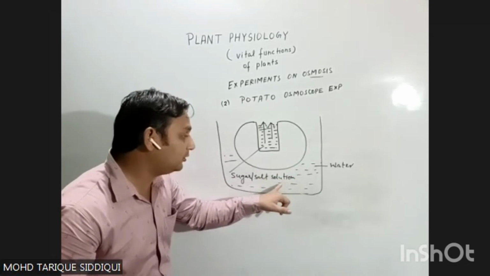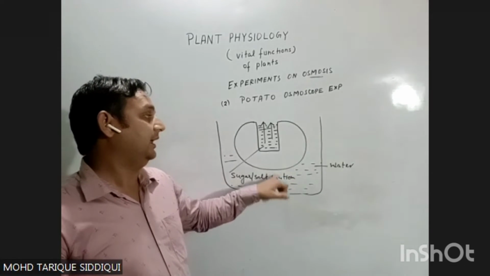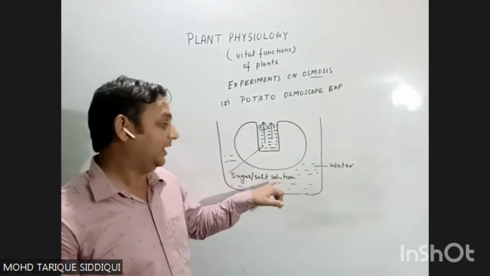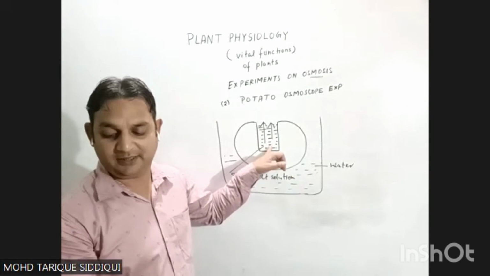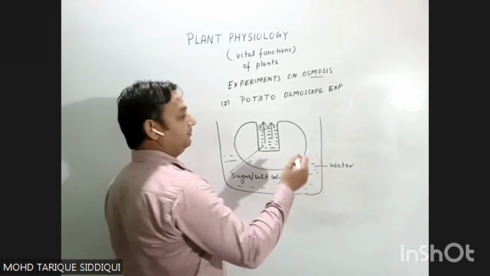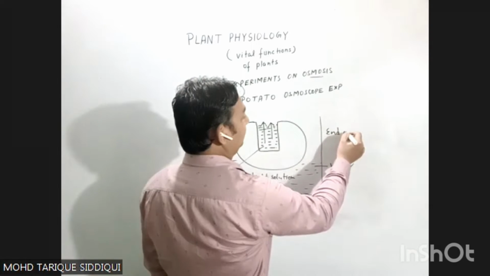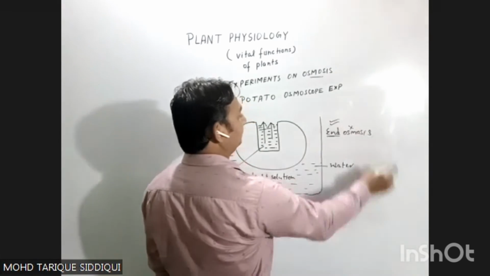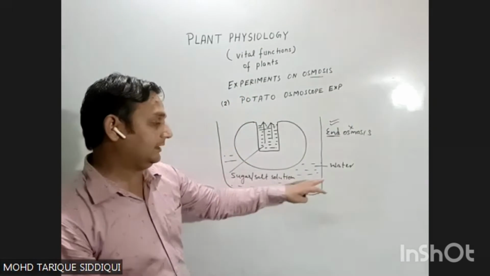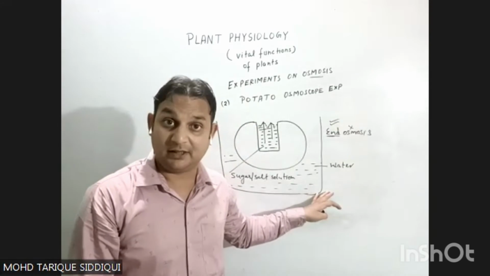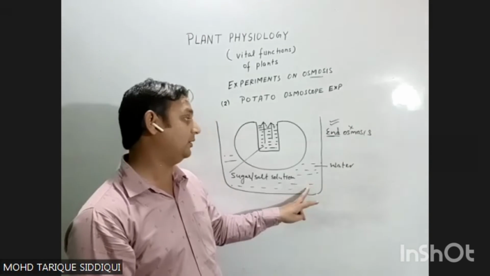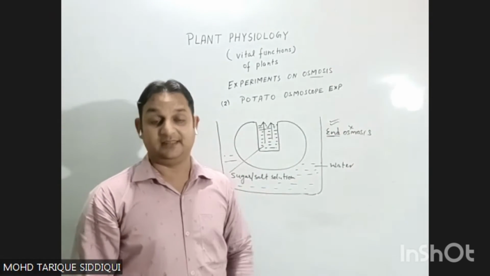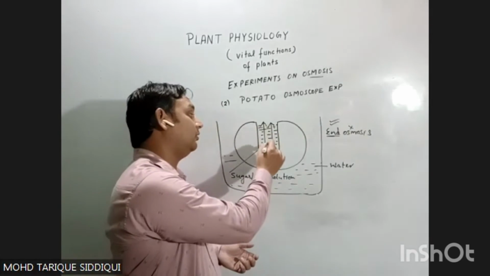Therefore, water molecules move from hypotonic solution to hypertonic solution through the semi-permeable membrane by endosmosis. You will use the word endosmosis, not only osmosis, endosmosis. So water in the petri dish or water in the beaker is hypotonic solution. Therefore, water molecules move from hypotonic to hypertonic solution through the SPM by endosmosis. This results in the rise of sugar or salt solution.